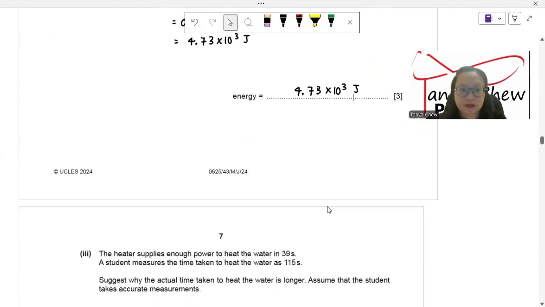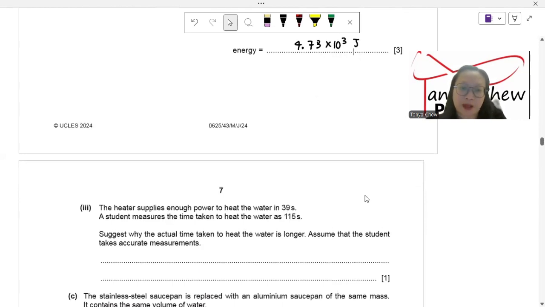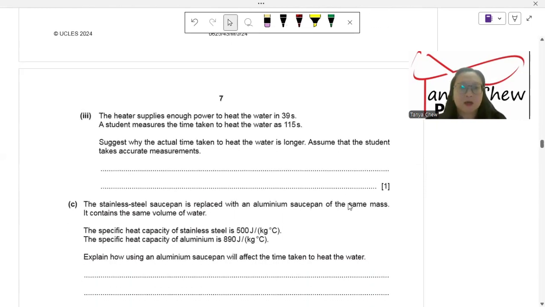So that's the answer. Now, the second part: the heater supplies enough power to heat the water in 39 seconds. A student measures the time taken to heat the water as 115 seconds. Explain why the actual time to heat the water is longer. Assume that the student takes accurate measurements. No mistake.